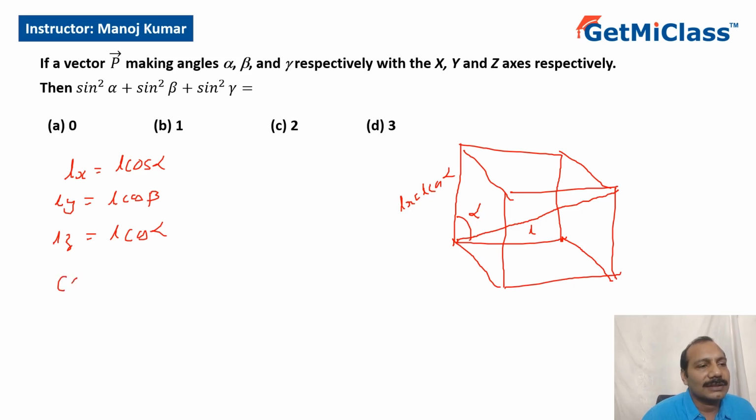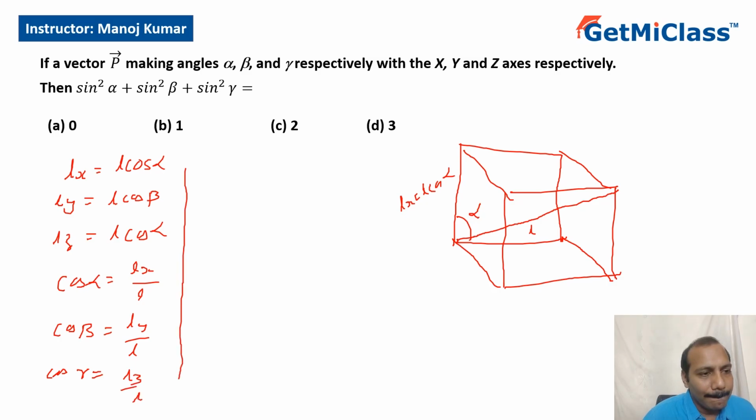So what is cos alpha equal to? Cos alpha would be equal to Lx by L. Cos beta would be equal to Ly by L, and cos gamma would be equal to Lz by L. This is what we have. I want to convert cos square theta into sine square theta. I know that sine square theta is equal to how much? 1 minus cos square theta.